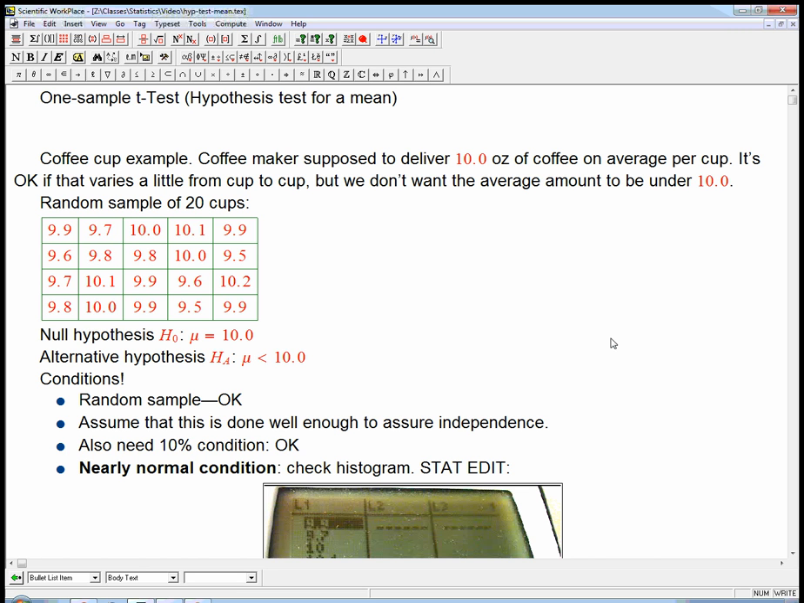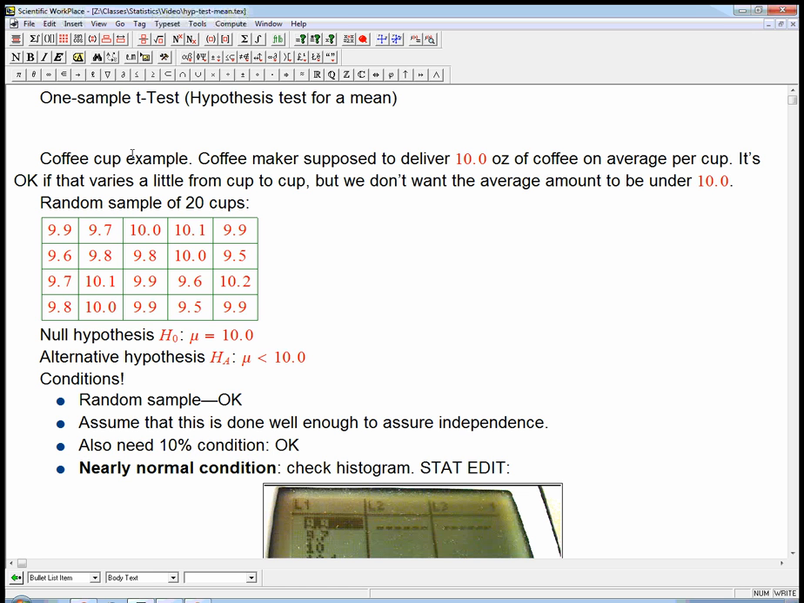Let's look at the one sample t-test. This is the simplest hypothesis test for a mean. This is a continuation of the video I did about confidence interval for a mean using a one sample t interval. So you should probably watch that first if you haven't watched it.